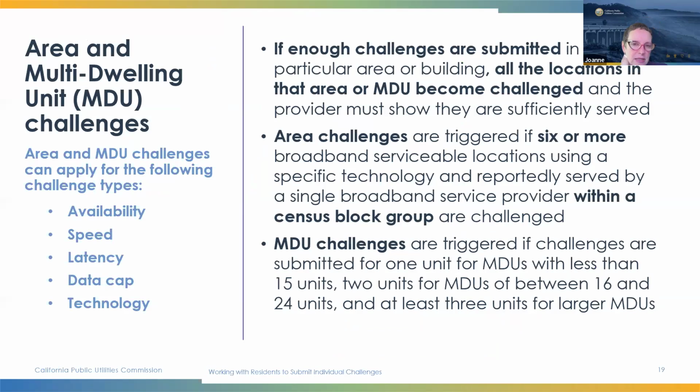There are two special kinds of challenges that are built into the California plan for the challenge process. These two special types are known as the area challenge and the MDU challenge. If a certain number of challenges are submitted in a particular area or an MDU, a multi-dwelling unit, then under the rules established, the service provider has the burden of proof to show that all the locations in that entire area are served. So, for example, in a given census block group, if 6 or more locations served by the same provider are challenged through the challenge process, then the broadband service provider in the rebuttal phase must submit evidence that proves that the locations in the entire census block group are served, even those locations that did not submit a challenge.